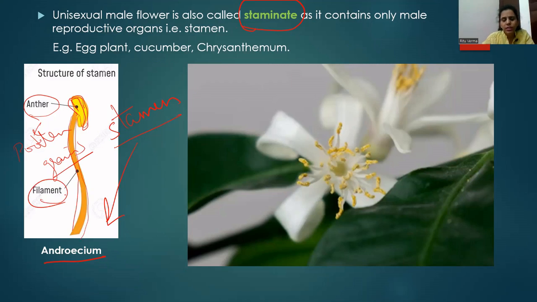So a unisexual male flower which has the male reproductive structure called stamen or androecium is known as staminate. The example of such a flower is eggplant, which refers to brinjal, and cucumbers, chrysanthemum. Here you can see in this picture, this is a staminate flower. This yellow structure is the anther, and this long white stalk is your filament, anther and filament.